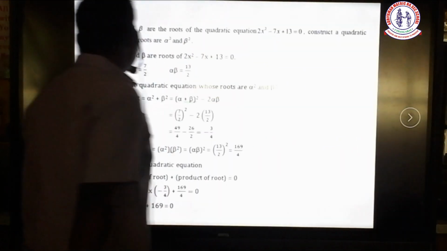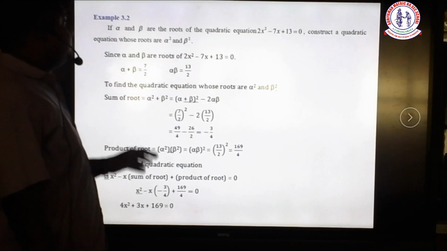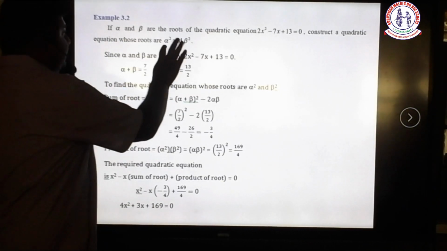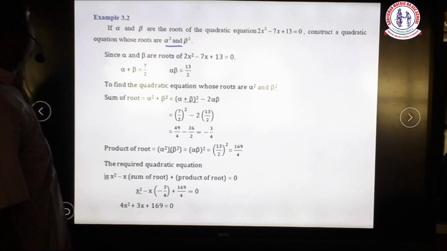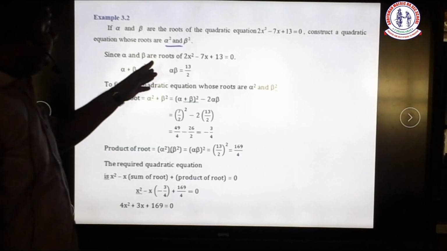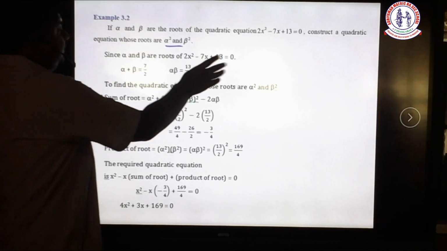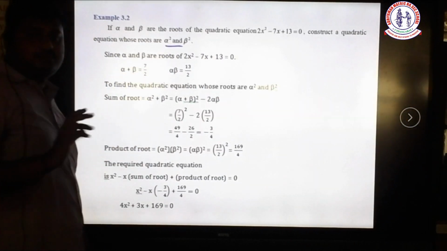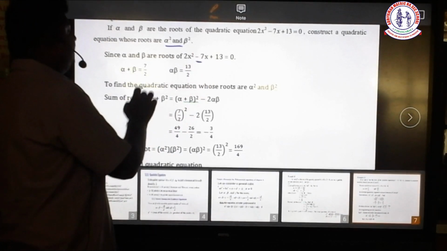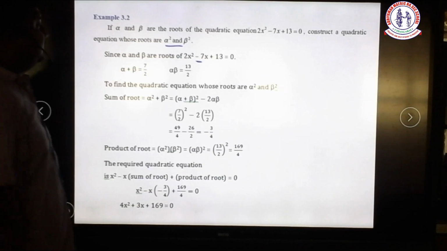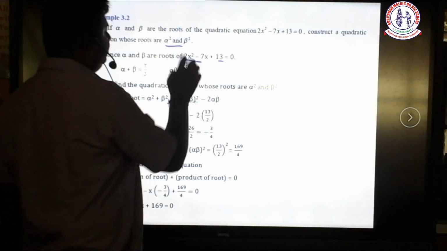The next one is example 3.2. Here also the same concept: alpha and beta are the roots of the quadratic equation, and we find a quadratic equation, but this time the roots are alpha square and beta square. In the previous problem the roots were alpha plus 2 and beta plus 2; here the roots are alpha square and beta square. Since alpha and beta are the roots, alpha plus beta is minus b by a. Here the b value is minus 7, so we put minus into minus, plus, and alpha plus beta is equal to 7 by 2. Next, the product of the roots alpha beta is c by a. The c value is 13 and the a value is 2, so we write 13 by 2.